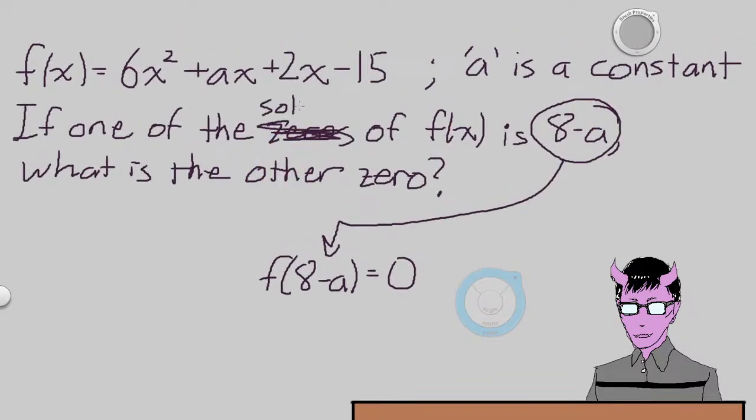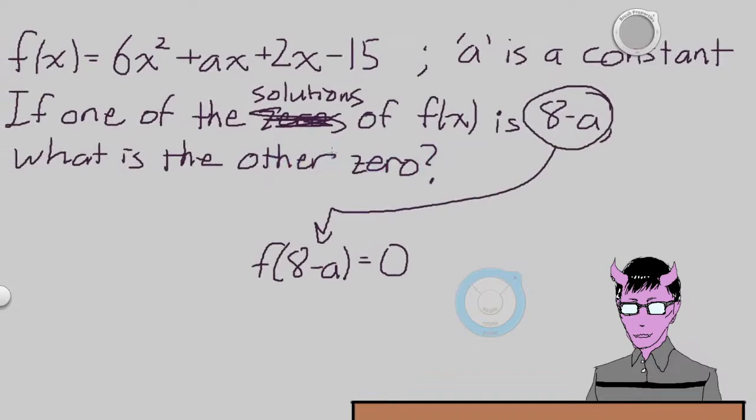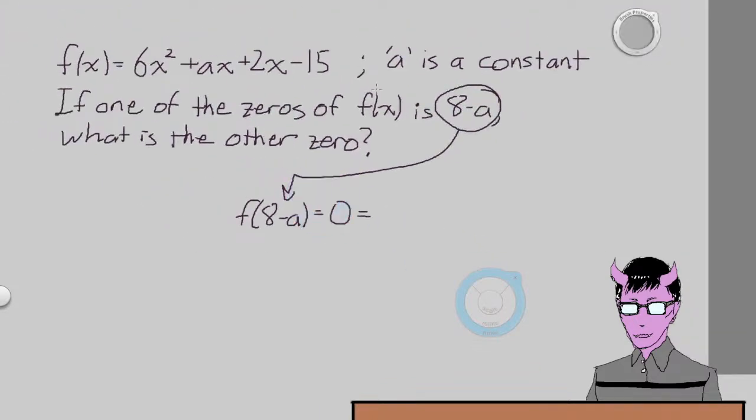If one of the solutions of f of x is x minus 8, what is the other solution? It's going to be the exact same thing. So I'm going to leave it as it is, though. Alright. So again, we're just taking 8 minus a, and we're plugging it into our function f of x, which means all the x's will become 8 minus a.